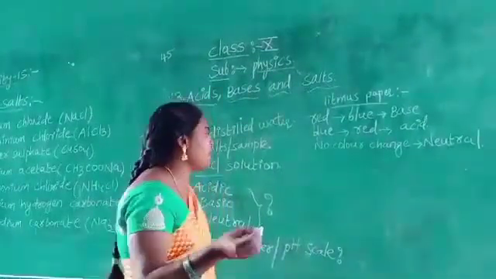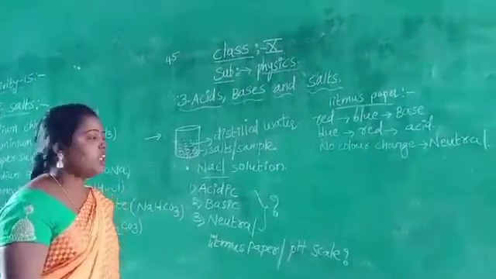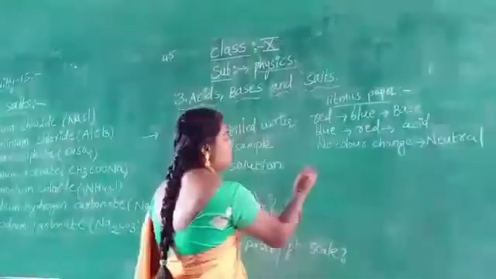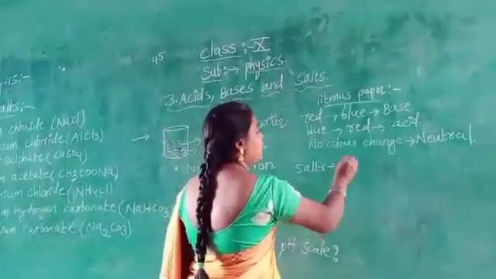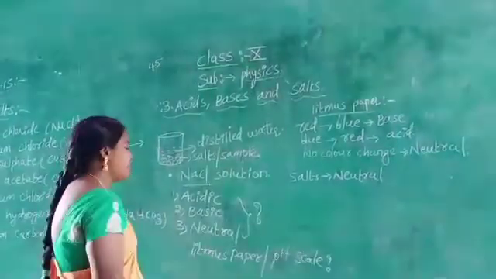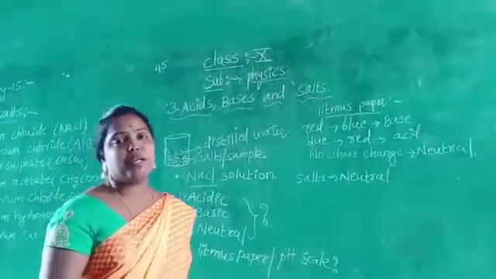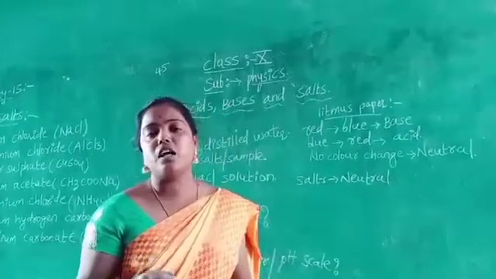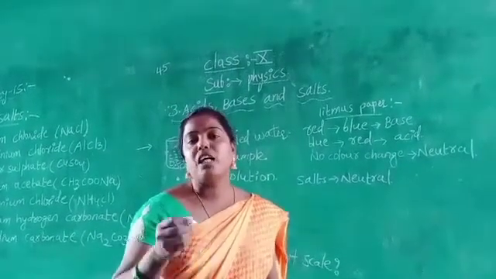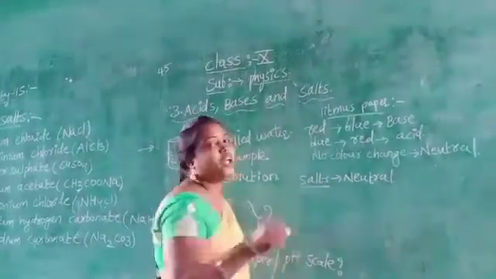Okay, you take a litmus paper and dip it into the sodium chloride solution. Already we know that sodium chloride is what? Salt. Salts belong to what? Neutral. Understand? So you take sodium chloride solution, then you take one litmus paper and dip the litmus paper in the sodium chloride solution. Then what happens? The litmus paper does not change its color, because the salt is neutral in nature.